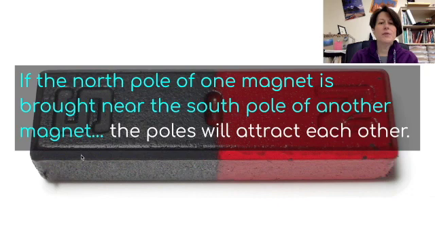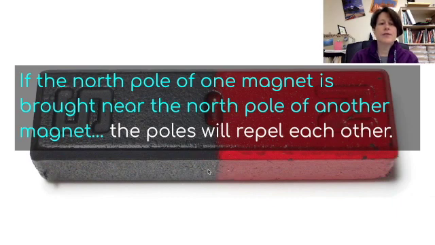Now, if the north pole of one magnet is brought near the south pole of another magnet, the poles will attract each other. So the poles are a lot like electrical charges where opposites attract. Okay, so if there was another magnet brought in here, this north end would be attracted to the south end of another magnet.